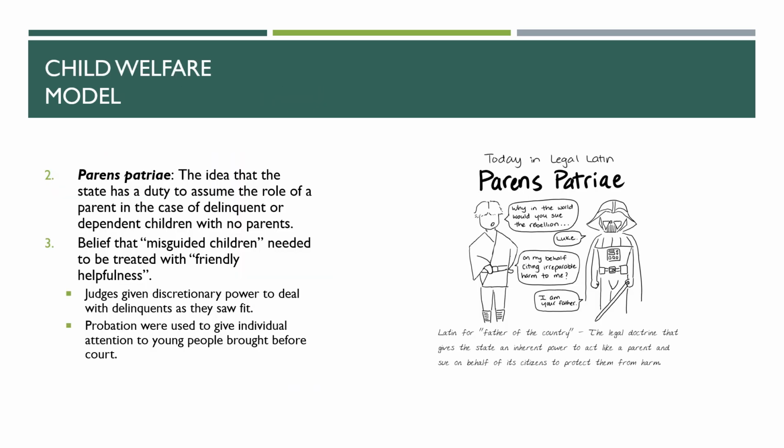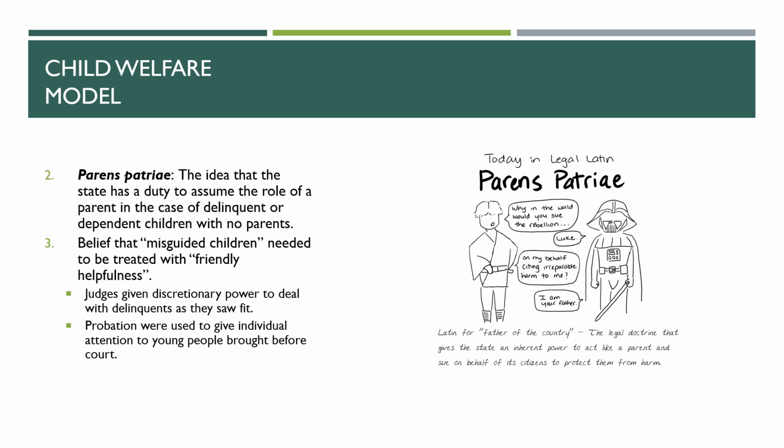Okay, so looking at the child welfare model of dealing with young people in the criminal justice system, the child welfare model is basically the idea that misguided children, children who had gone awry for some reason, that were struggling, needed to be treated with what's called friendly helpfulness, or basically that the state needed to act in such a way as to help them get back on the right path. They needed to be nudged, like we need to work towards the welfare of the child, towards a sort of rehabilitation, so that they stop their criminality.